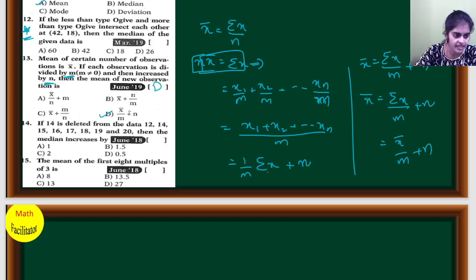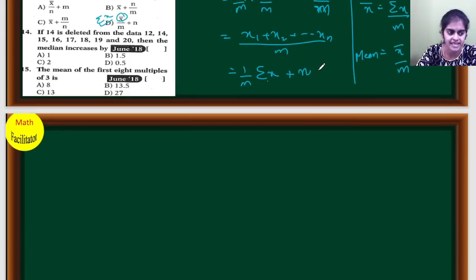Option D is correct. Here actually it has to be sigma x. The representation they have taken it as x bar. X bar is actually the mean. Mean equal to mean you will not get. So here you can write this as mean equal to x bar by m plus n. Okay, so divided by m and added n.